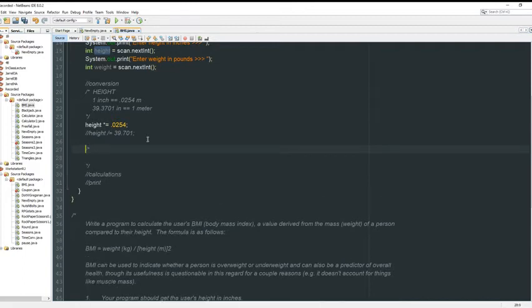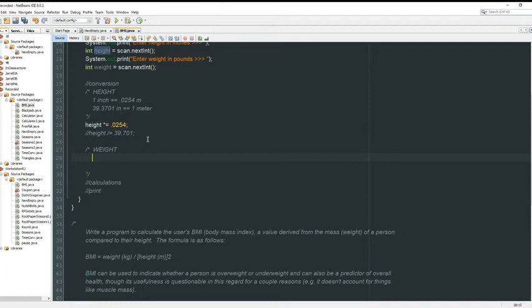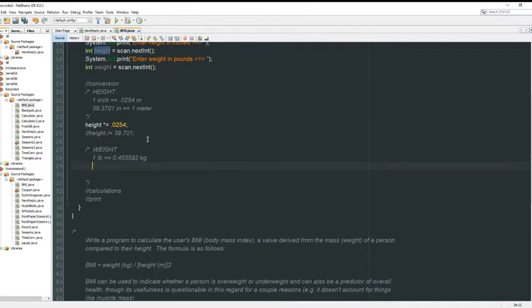Weight, very similar, okay? So I've got 1 pound is equal to 0.453592 kilograms, or 2.20462 pounds is equal to 1 kilogram. Okay? Again, does not matter which one I choose, but it will change my operation. So I'll do the same process.